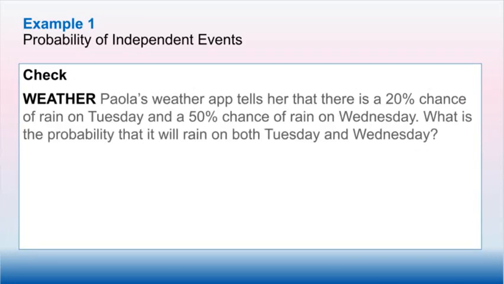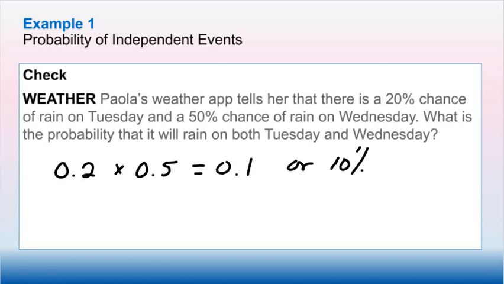Next, Paula's weather app tells her that there is a 20% chance of rain on Tuesday and a 50% chance of rain on Wednesday. What is the probability that it will rain on both Tuesday and Wednesday? I can use the multiplication rule of probability. 20% is 0.2 times 0.5, which is 50%. That gives us 0.1 or 10%. Or as a fraction, 1 out of 10.